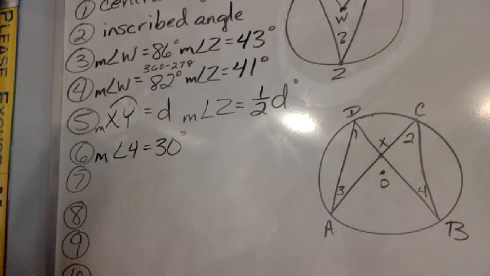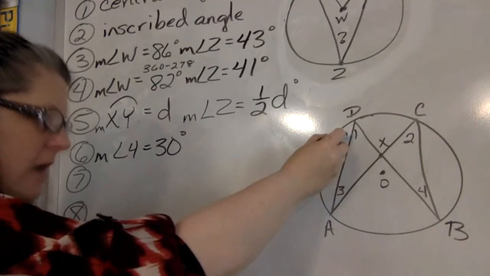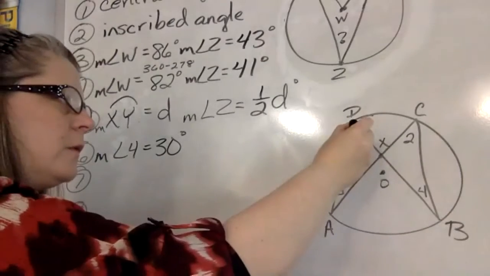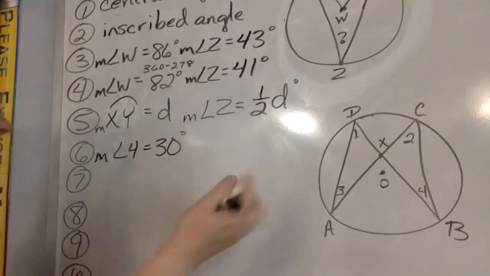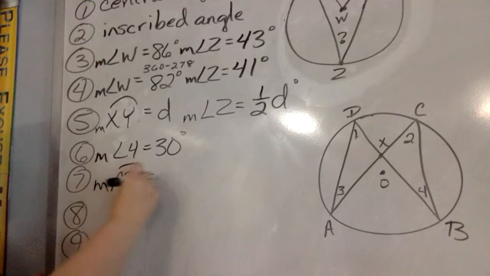On number 7, it says the measure of angle 1, which is right here, is 40 degrees. It wants to know the measure of arc AB. So if the angle is 40 and I want to know the arc, I do the opposite. Instead of taking half of it, I multiply it by 2. So the measure of arc AB will be 80 degrees.